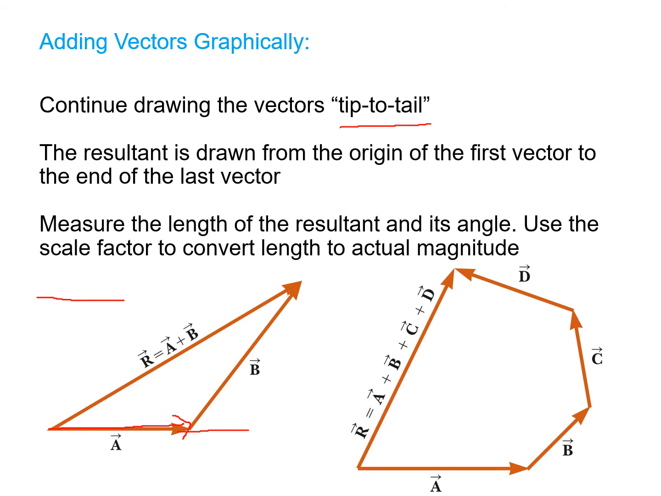So what is the tip to tail method? The tip to tail method will give you the resultant vector from adding the vectors. How to add vectors using the tip to tail method is very easy, because when you try to add the vectors, you must do it like this. So if you want to add vector A plus vector B, you should draw vector A first.